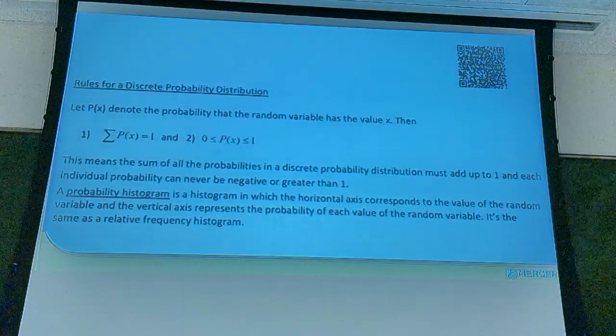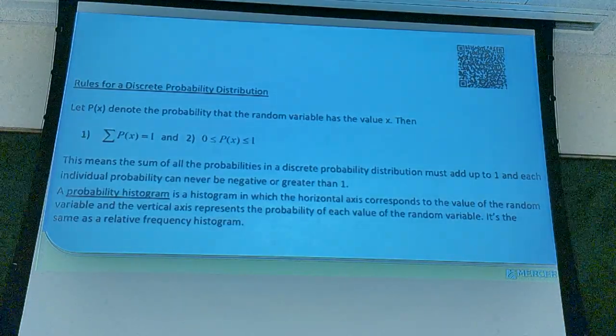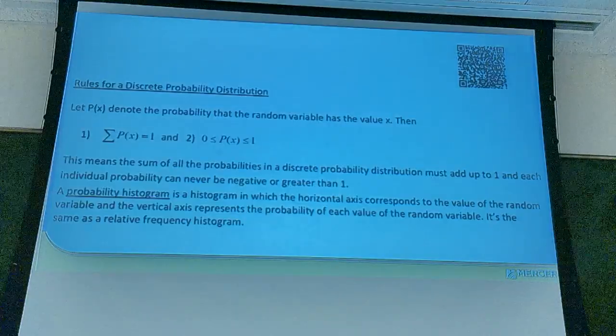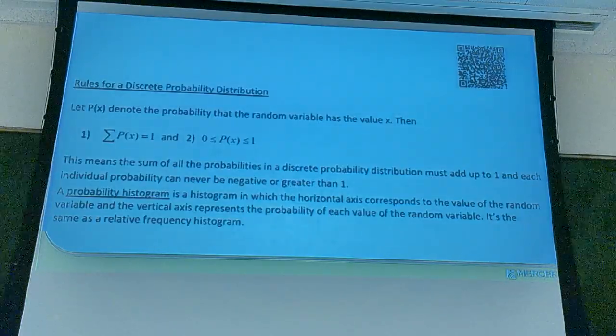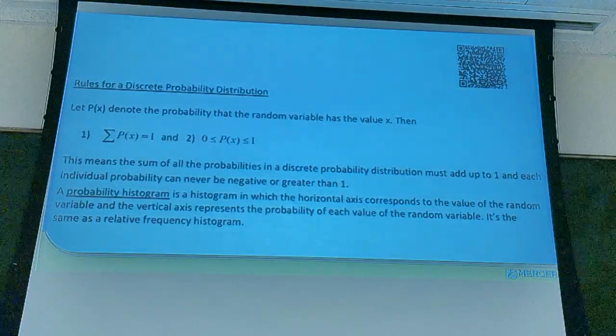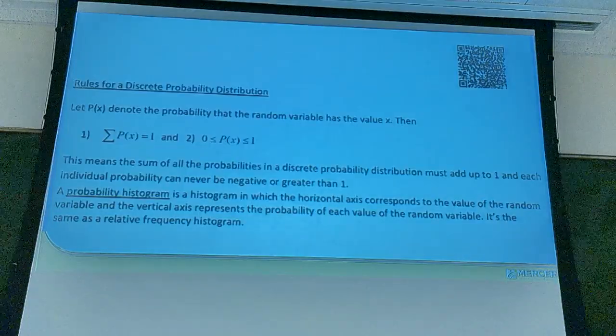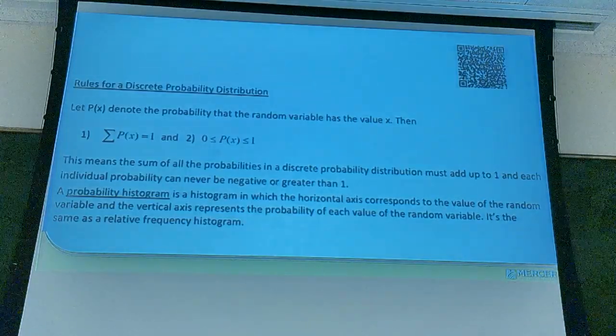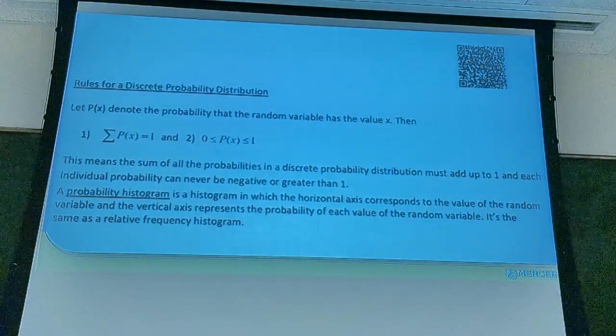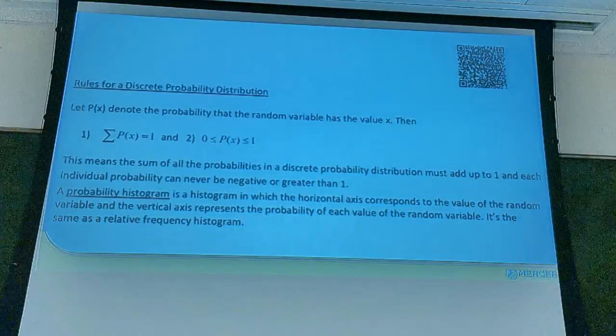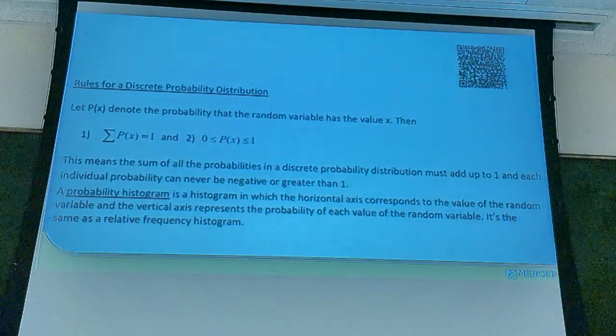A probability histogram is a histogram in which the horizontal axis corresponds to the value of the random variable, and the vertical axis is its probability of occurring. This is identical to the relative frequency histograms that we looked at.